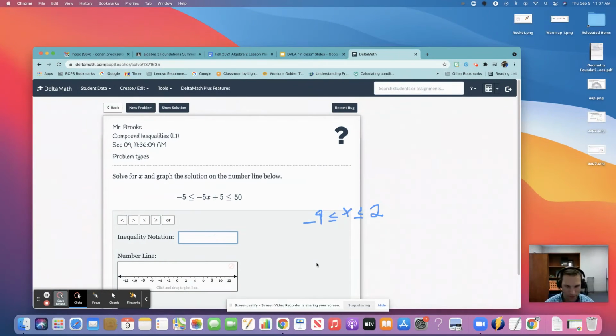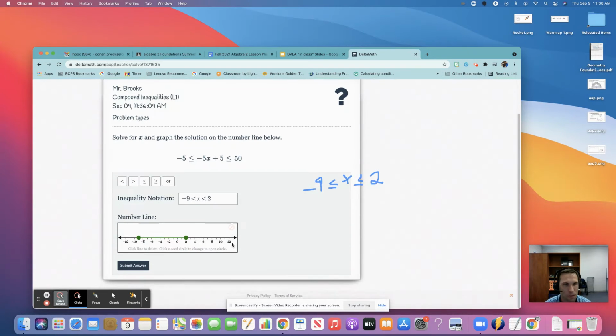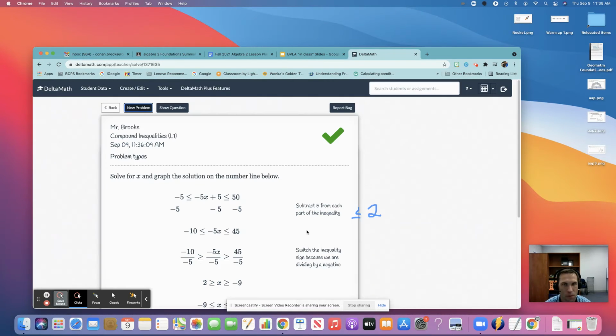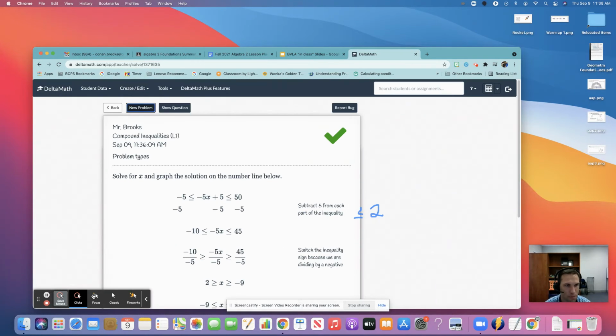All right, so I got negative 9 less than or equal to x, less than or equal to 2. And notice, in this case, the bigger number should be on the right. And this is from negative 9 to positive 2, and they're both closed. Cool.